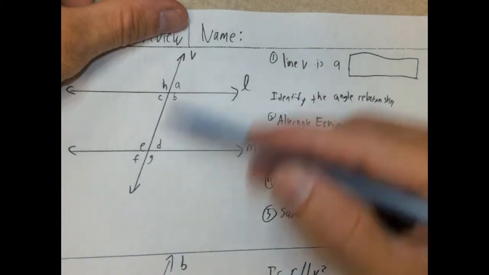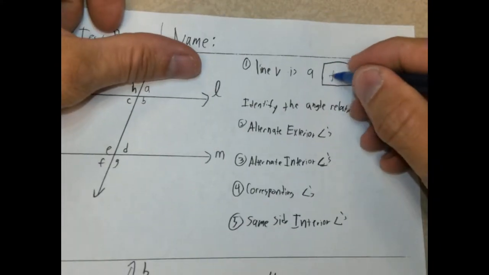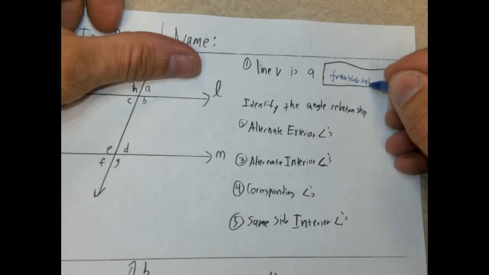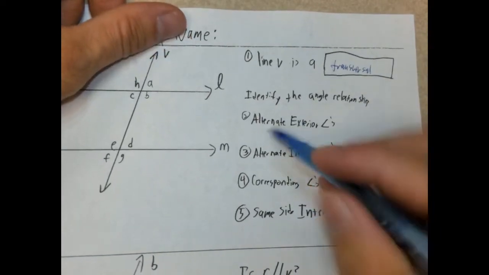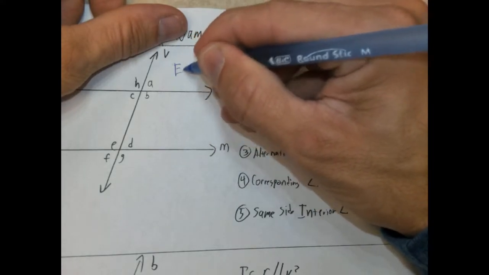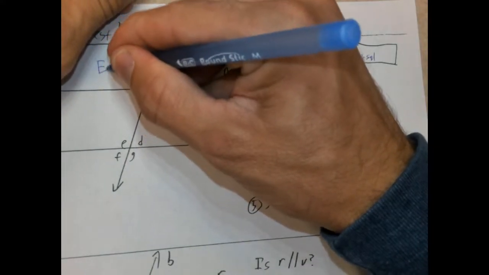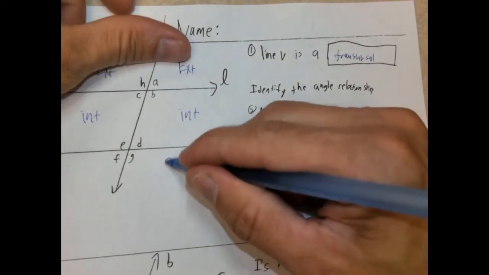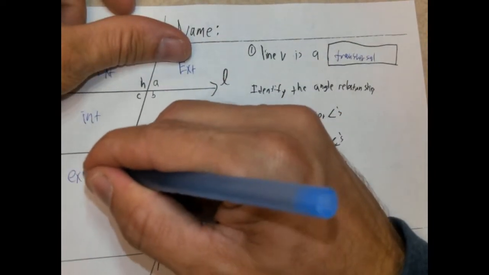Line V is a transversal because it crosses two or more lines. Identify the angle relationships. Let's label these sections: exterior, exterior, interior, interior, and exterior, exterior.